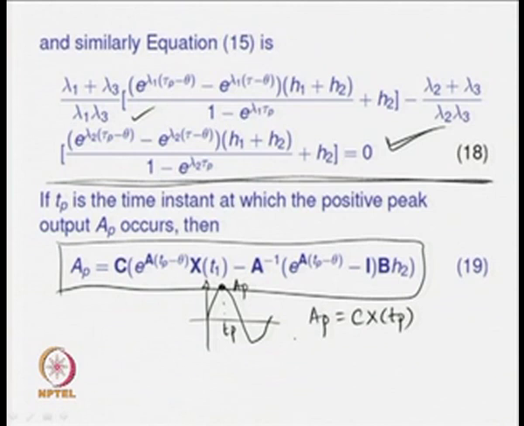Then how do we find the expression for A p? If T p can be obtained, then A p can easily be obtained, because we have an analytical expression for the state variables at any instant of time. Now, how can I find this? I know that the first order differentiation d upon dt of A p will be equal to 0, which is nothing but C x dot(T p), because the first order differentiation of the state is taken. Then what is x dot(T p)?